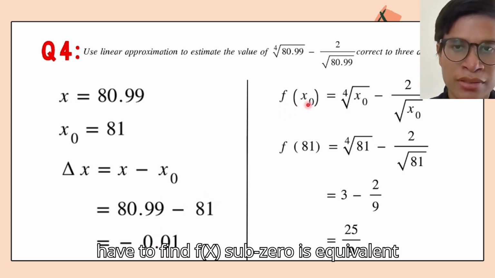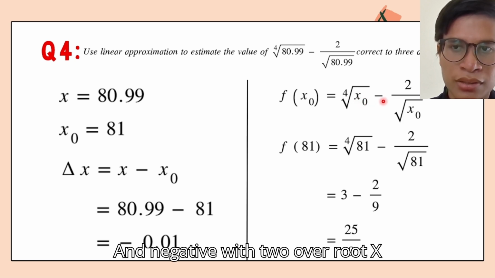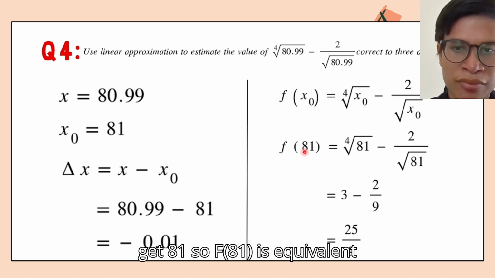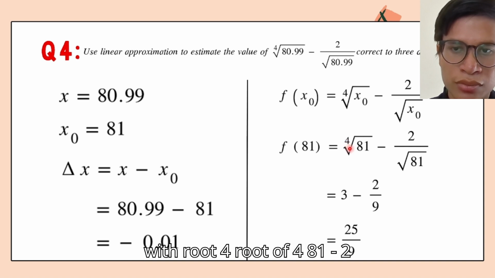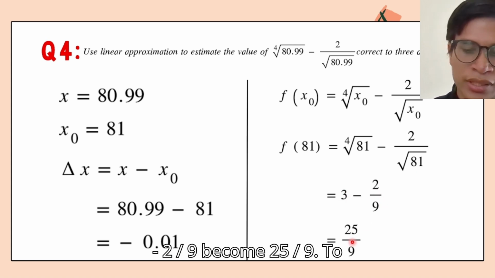We have to find f of s sub 0, which is equivalent to the fourth root of s sub 0 minus 2 over root s sub 0. So s sub 0 we change it, we get 81. So f of 81 is equivalent to the fourth root of 81 minus 2 over square root 81, which becomes 3 minus 2 over 9, becomes 25 over 9.